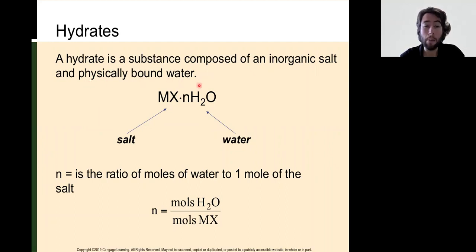So a hydrate is a substance composed of an inorganic salt and physically bound water. So the water is not chemically bound here, so it can be removed, but it's usually present just as a stabilization factor or because the salt absorbed the water from the atmosphere. So n is the ratio of moles of water to 1 mole of salt. So n is equal to moles of water over the moles of MX, which is the salt.